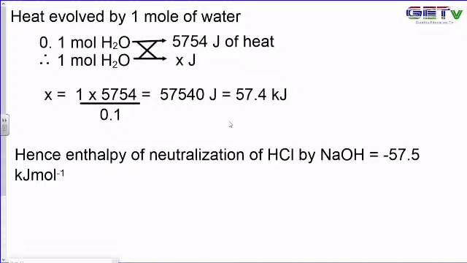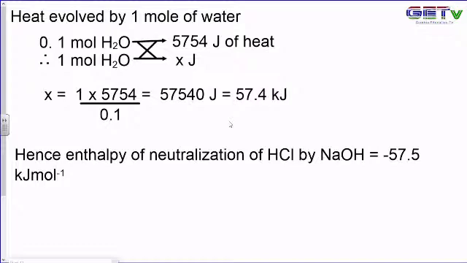Now we calculate the heat evolved by 1 mole of water, because these standard enthalpies normally take place under standard conditions, and one of the conditions is 1 mole per dm³. That is 1 mole, and if you want to find it, you will say 0.1 mole of water will give you 5754 joules of heat. Therefore, 1 mole of water will give you X joules.